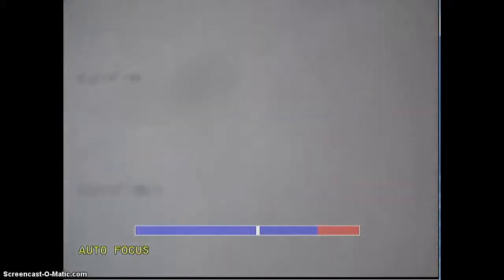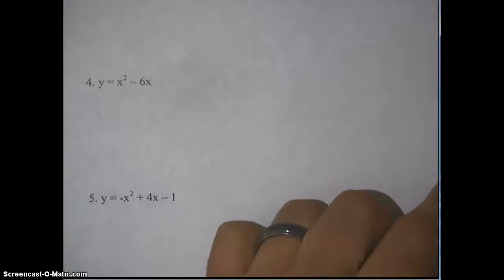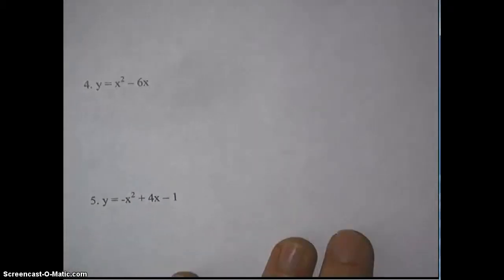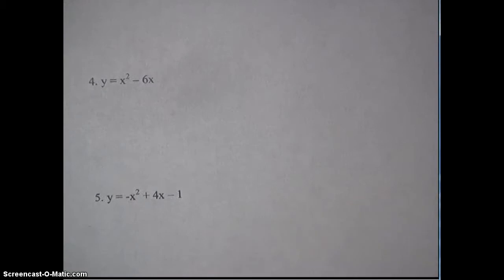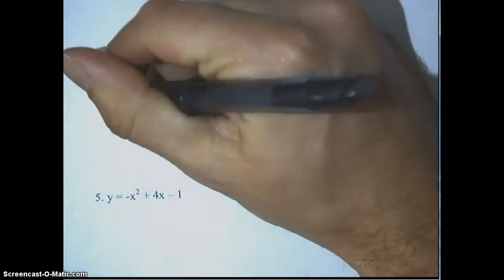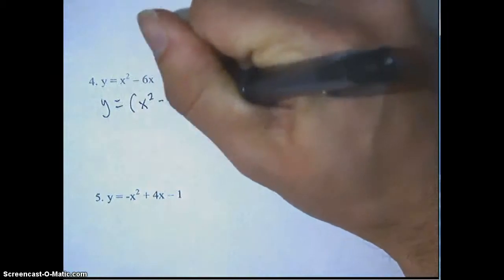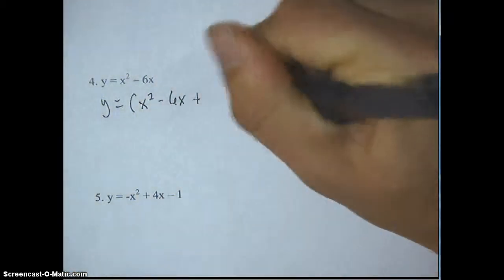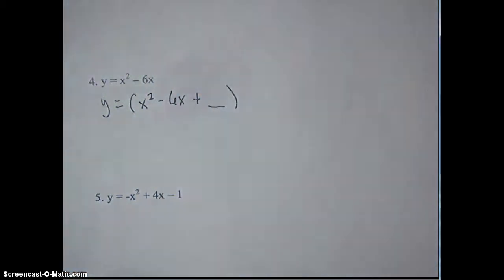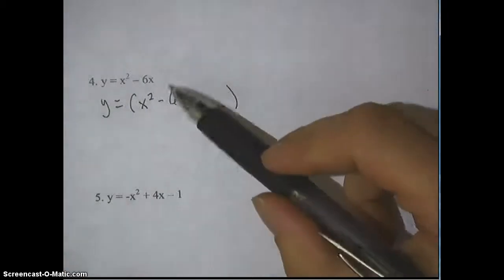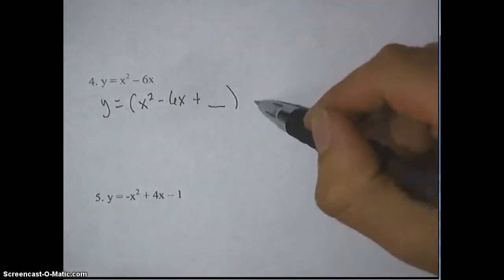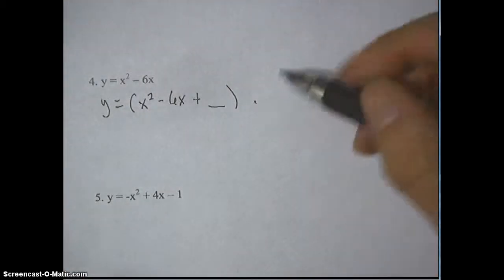x squared minus 6x equals y. So the first thing that I like to do is put in parentheses this x squared minus 6x, and I like to put plus a blank like that. Now there's no constant out here, so I don't need to write anything on the outside of the parentheses.